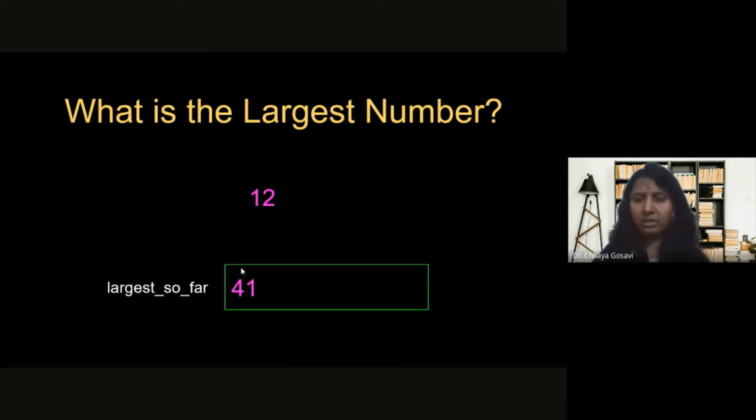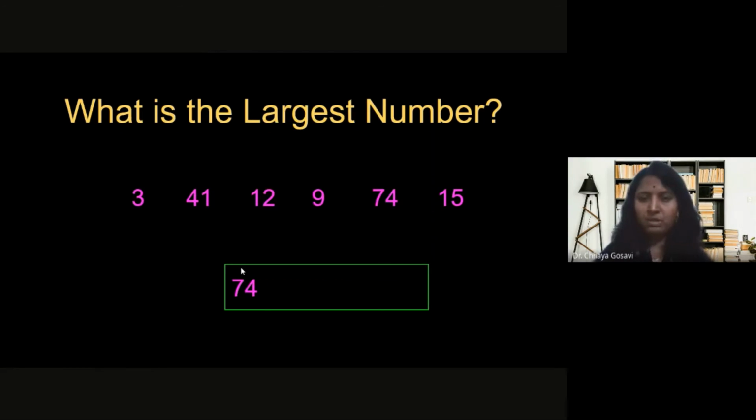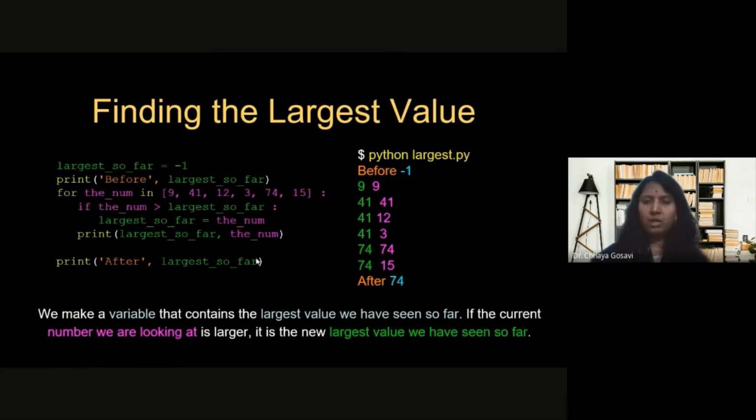Then 12. 12 is less than 41, so no need to replace the largest number so far. 9 is also less than 41. Now 74 is greater than 41, so we replaced the largest so far variable with 74, and 15 is less than 74. So now we have 74, which is the largest number from this list. So this is how our loop will look like. Largest so far is -1.